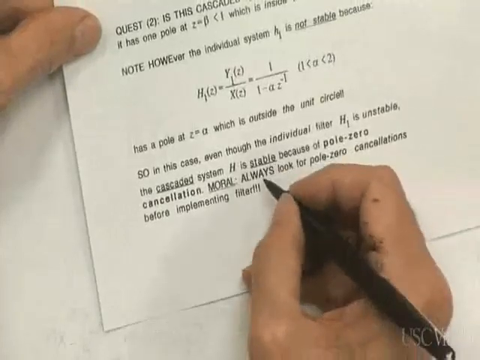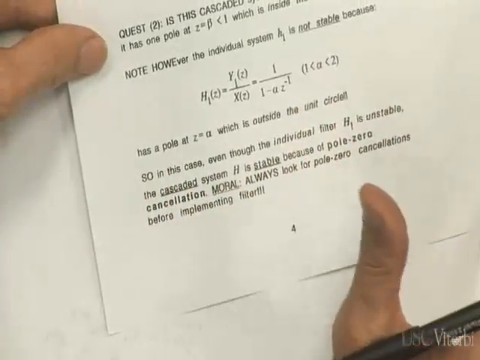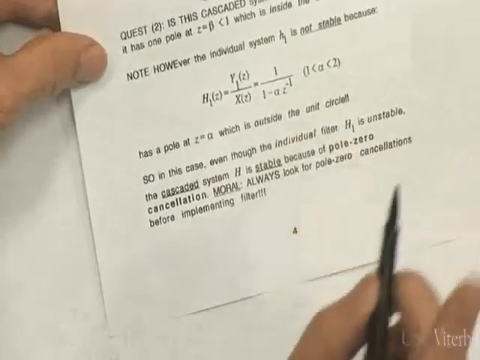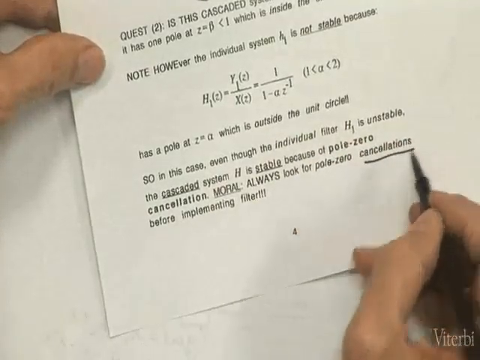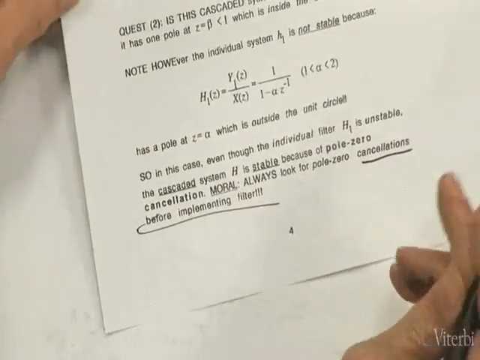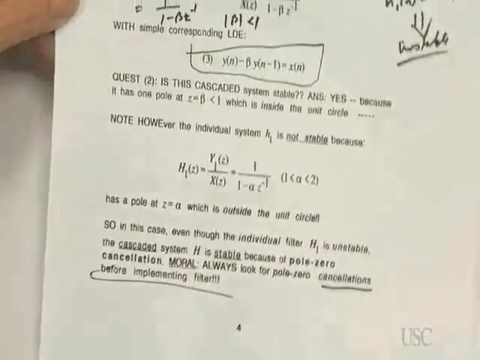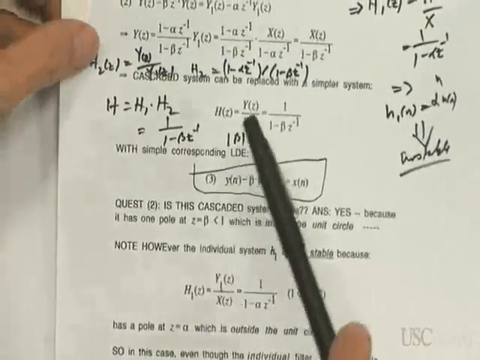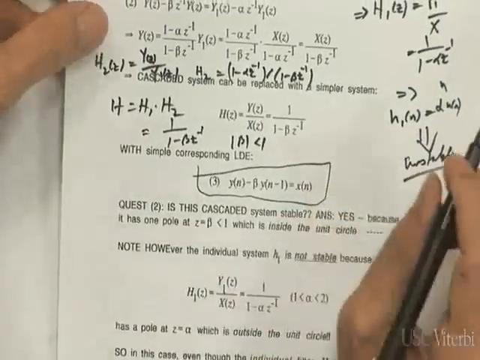So the moral: always use z-transforms. It's the best way to go. And when you do z-transforms, always check for pole-zero cancellations before implementing the filter. Do not implement it as a cascade of a stable and an unstable filter. Implement it like this. Use that overall system function.